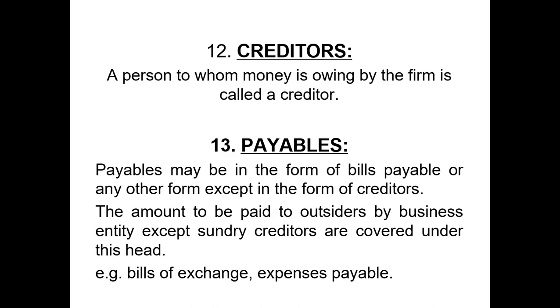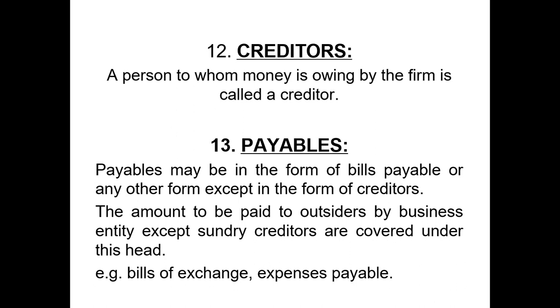Similarly, we have the term creditors and payables. So, a person to whom money is owing by the firm is called a creditor. Now, this creditor is nothing but the vendors or suppliers who have given the firm goods on credit.